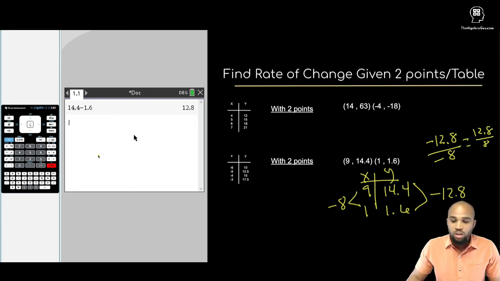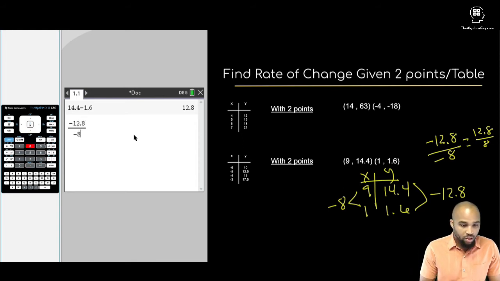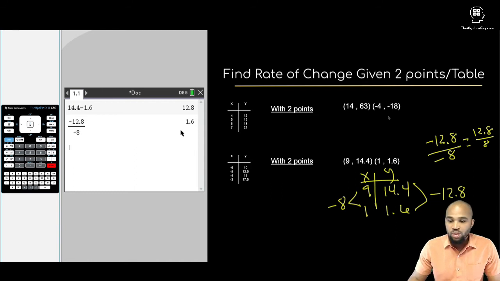Now, if you put it straight in your calculator like this, what would that look like? So let's do this little bar here, and we put negative 12.8, and we put negative 8 here, 1.6. So it just gives us the 1.6. So you could get any of those, 1.6, because when you divide this, you get 1.6. So that'll be your rate, or it could be left like this in the fraction.